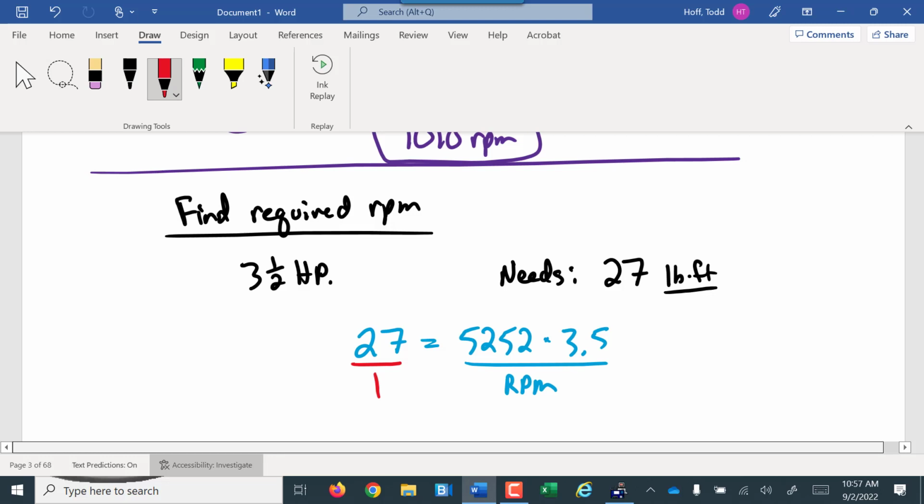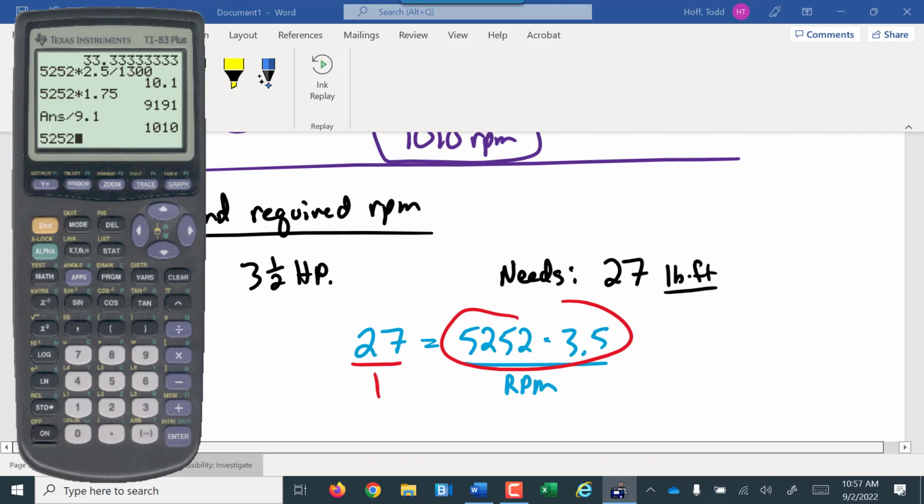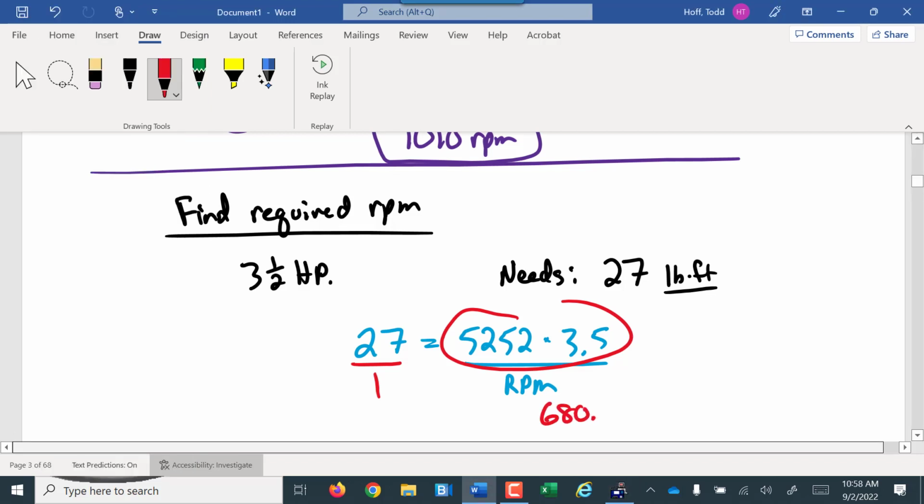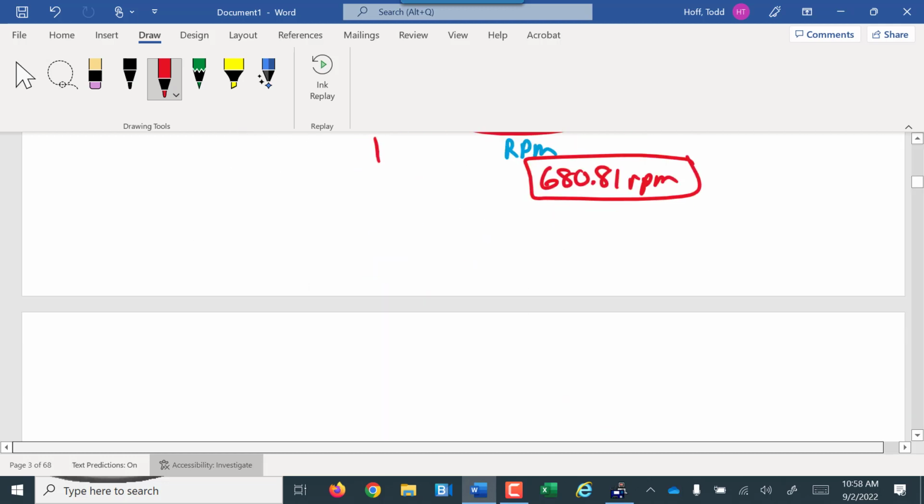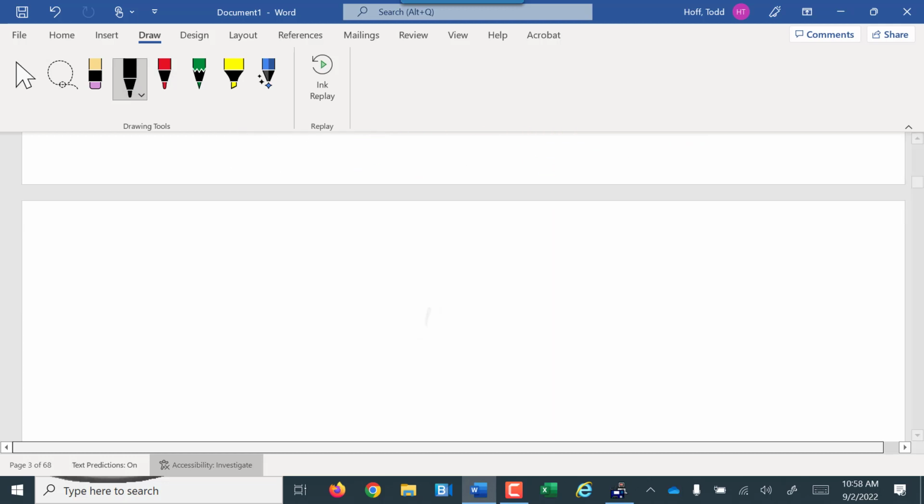So we put the 27 over 1, then we'll start with this part here, the 5252 times 3.5, gives us the 18,382. We do that times the 1, which doesn't change anything, divide by the 27. 680.81 approximately, yep. RPM. Any questions on that? Let's go to the next step.